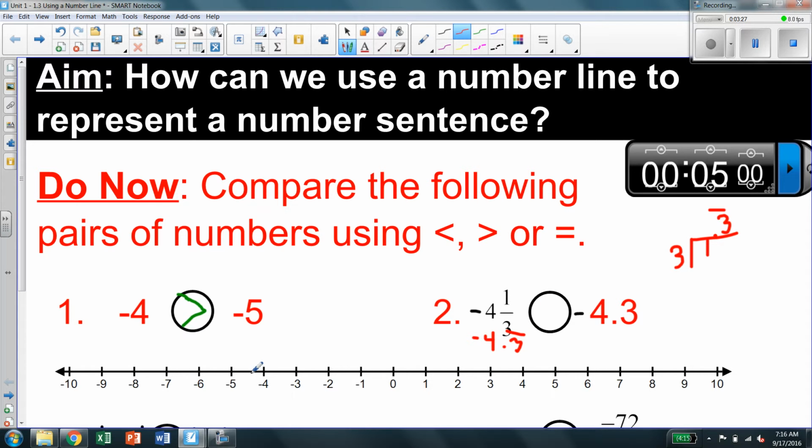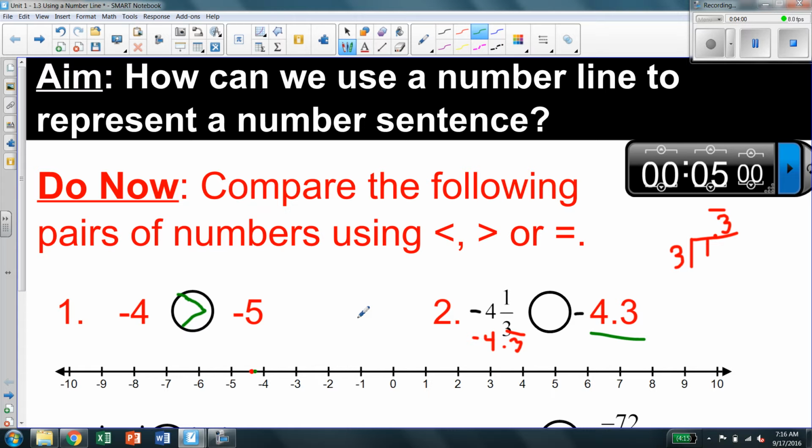-4 1/3, or -4.3 repeating, a third would be somewhere right around here, right? And then -4.3, this one wouldn't have all those other 3, 3, 3, 3 infinitely. So it's a little bit not on the way to being -5. So it would fall, if I was to take this number, I would put it just a hair to the right-hand side, like right over there.